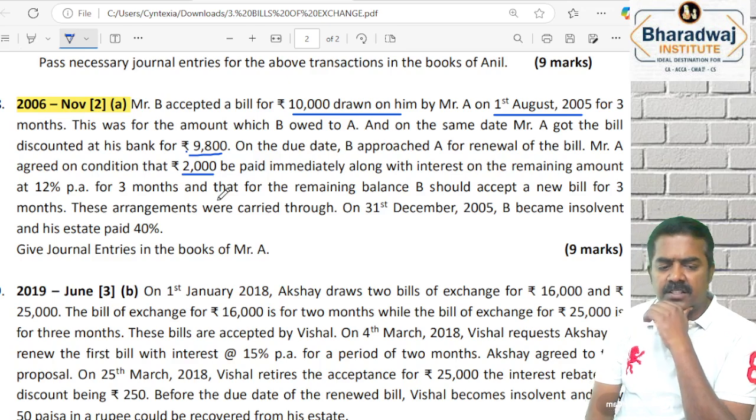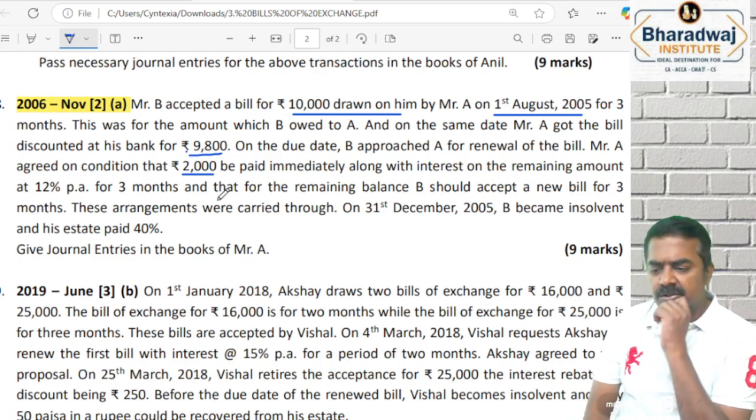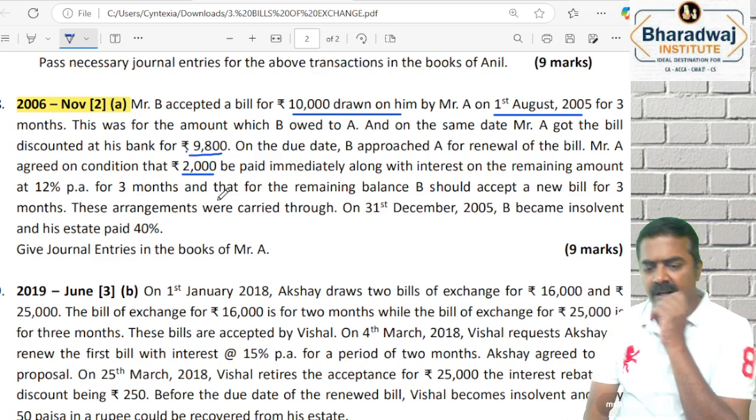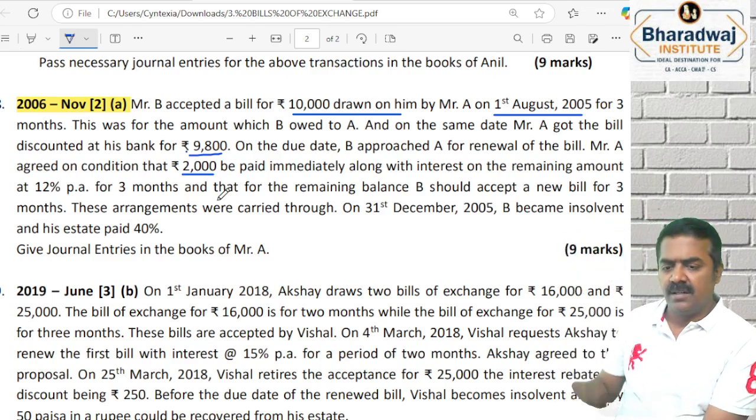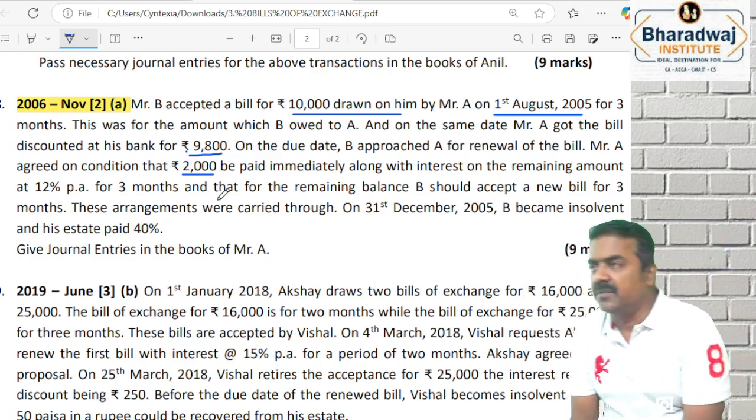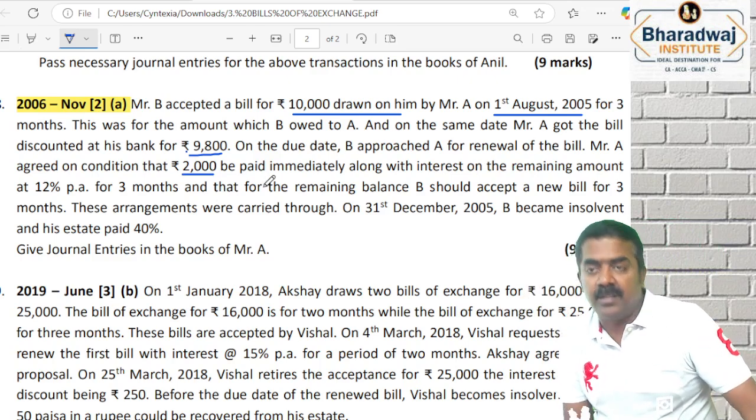For the remaining balance you should accept a new bill for how many months? 3 months. These arrangements were carried through. On 31st December, B became insolvent. He was able to pay only what? 40%. Leave out that 40% or whatever, we'll see. On the due date, the bill is honored?